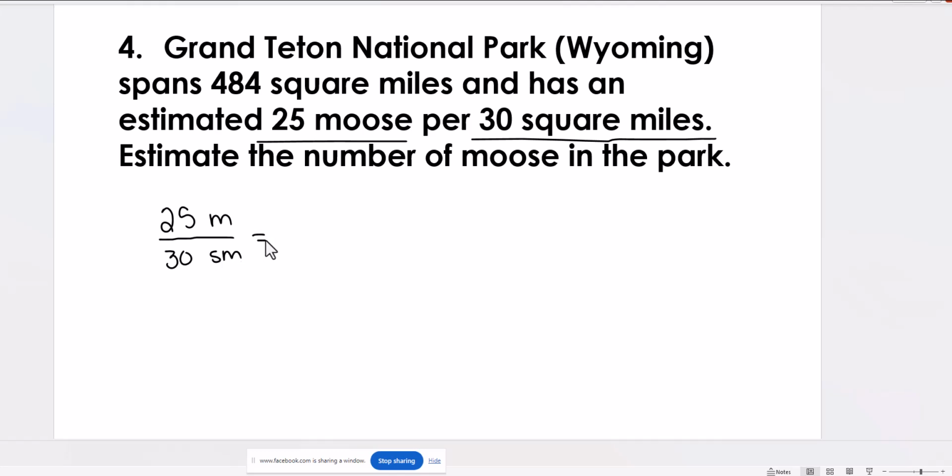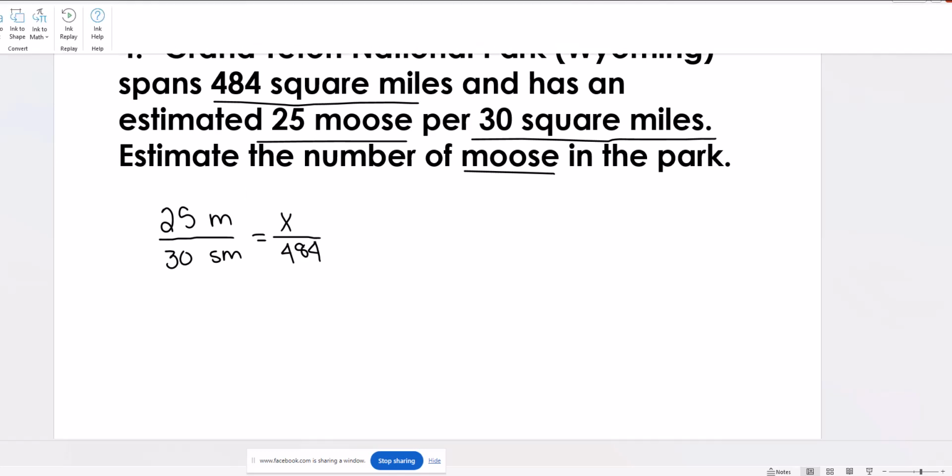What do they want? Well, they want to find the number of moose in the park, and the park is 484 square miles. We don't know the number of moose. That is going to go on the top. That's our X. That's our variable. And Grand Teton National Park is 484 square miles. Now, hopefully this is what you had. If not, it's okay. We're still working this together.